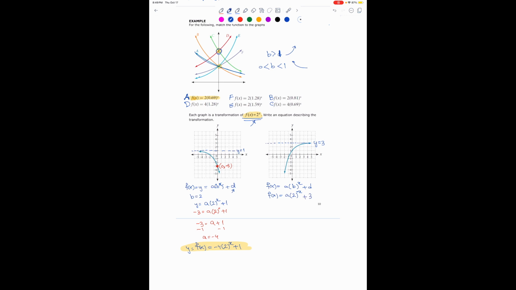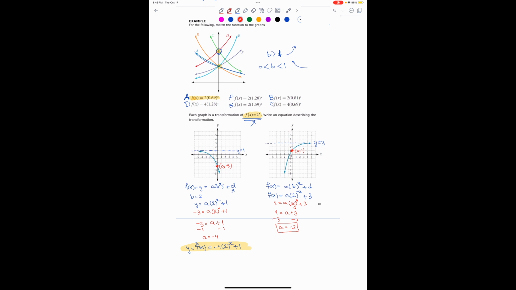To find a, we're going to use a convenient point. Again, the y-intercept is the best point to use. So we're going to use that point, which is (0, 1). We're going to substitute x with 0 and y with 1. So we get 1 equals a times 2 to the 0 power plus 3. We know that this is equal to 1. So it's going to be 1 equals a times 1 plus 3. And that will lead to a equals negative 2.